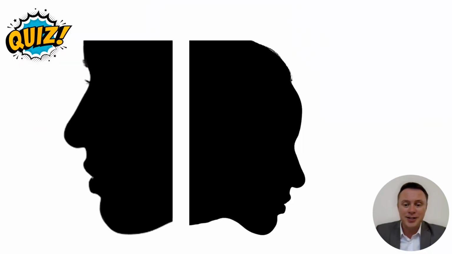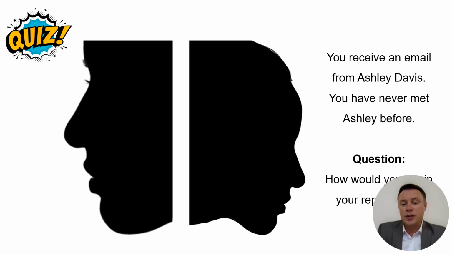So, first thing, we have here two silhouettes. Now, you receive an email from Ashley Davis. You've never met Ashley before. How would you begin your email? I'll give you a few seconds to think about it.